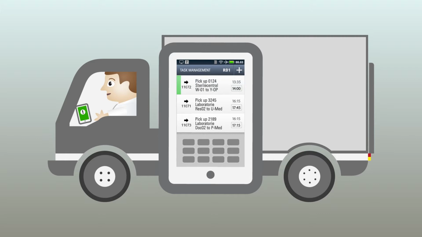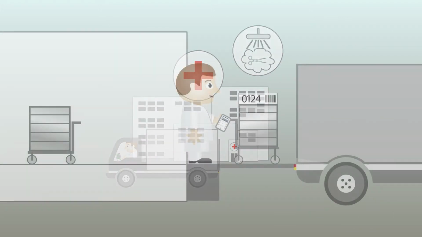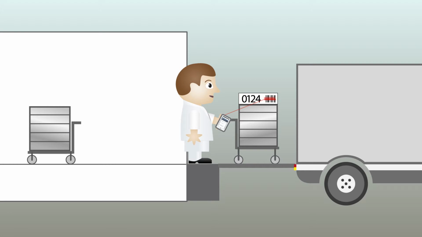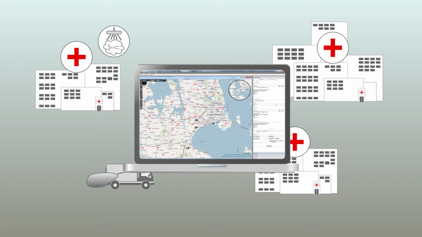Transport management shows the driver where the sterile trolley is to be collected and when it is to be delivered to the other hospital. When the driver arrives at the collection point, he ensures the sterile trolley he is collecting is the correct one by scanning the trolley before he loads it onto the van. Transport management can track the sterile trolley so everyone knows if the delivery is on schedule.